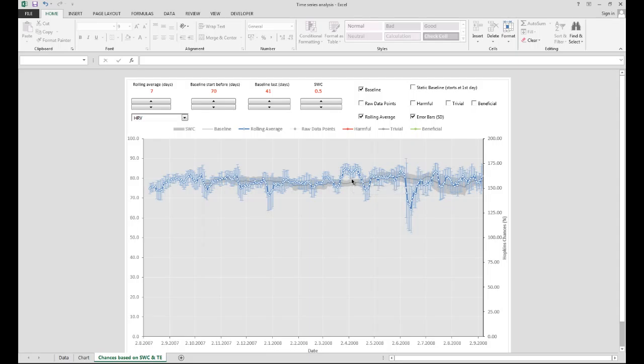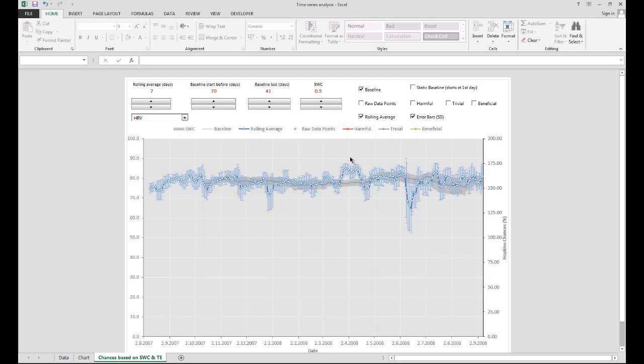And using the baseline and the smallest worthwhile change as a zone, we can see how much chance we have of acquiring a harmful, trivial, or beneficial effect. What does that mean? If we take one individual data point of the rolling average, that's a mean of the last 7 data points, and it has a standard deviation. If we assume that those data points, in this case 7, are normally distributed, then if I remember correctly, 64 or 68% is going to be distributed within one standard deviation.